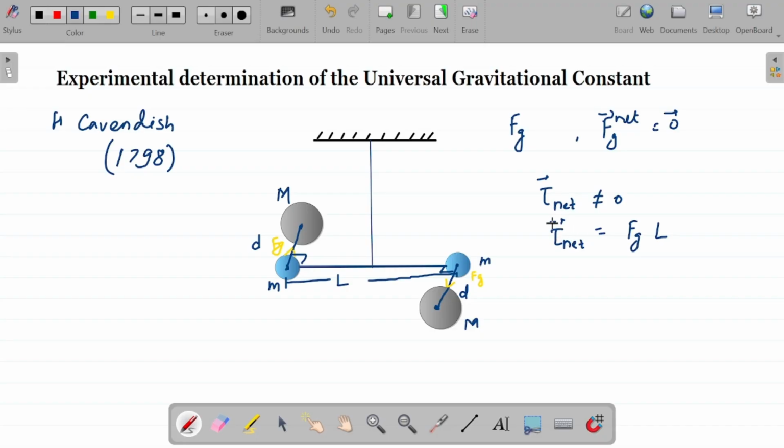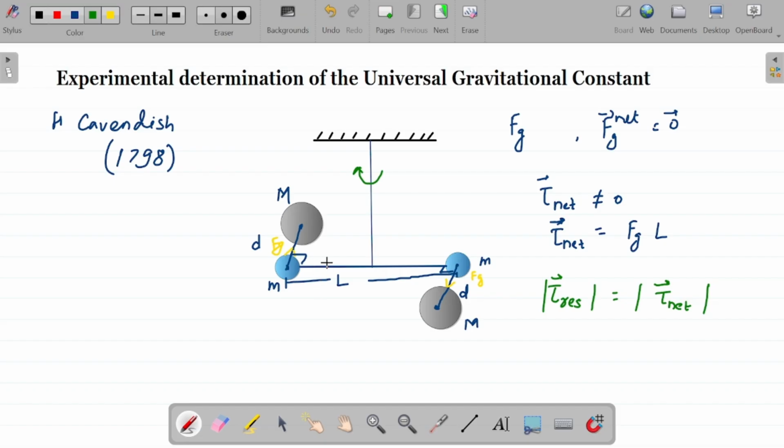Okay, what will be happening here? If these two forces are acting, there will be a twist in this wire, and to resist that twist, this wire will apply a restoring torque. Let's say this is a restoring torque. The magnitude of this torque will be equal to the magnitude of the net torque if this is in equilibrium.